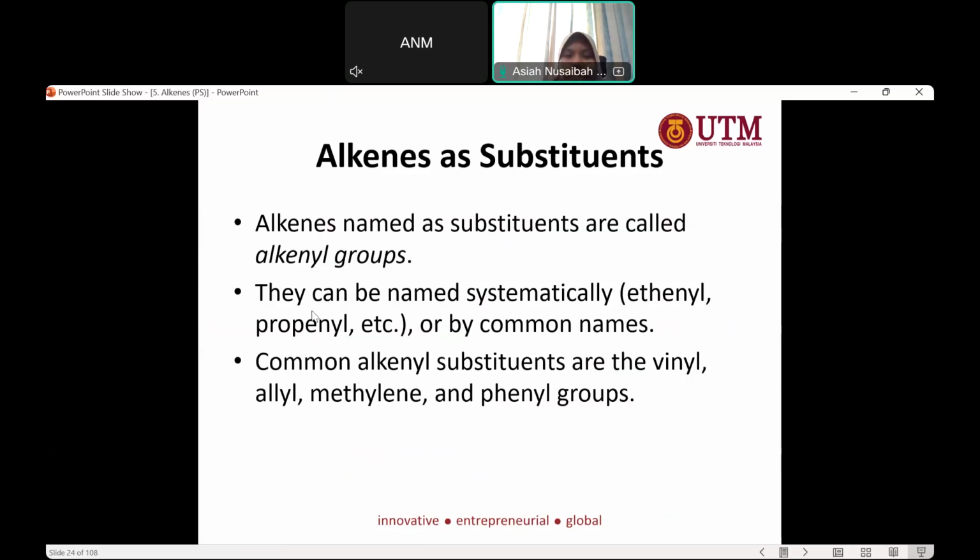Okay. So they can be named systematically. Like we have ethenyl, which means there are 2 C, a double bond, and it's a branch. Or propenyl, so there are 3 C, there is a double bond and it is a branch, etc. Or by common names. Some common alkene substituents are vinyl, allyl, methylene, and phenyl groups. These are the 4 common alkenyl substituents. So how do these 4 common alkenyl substituents look like?